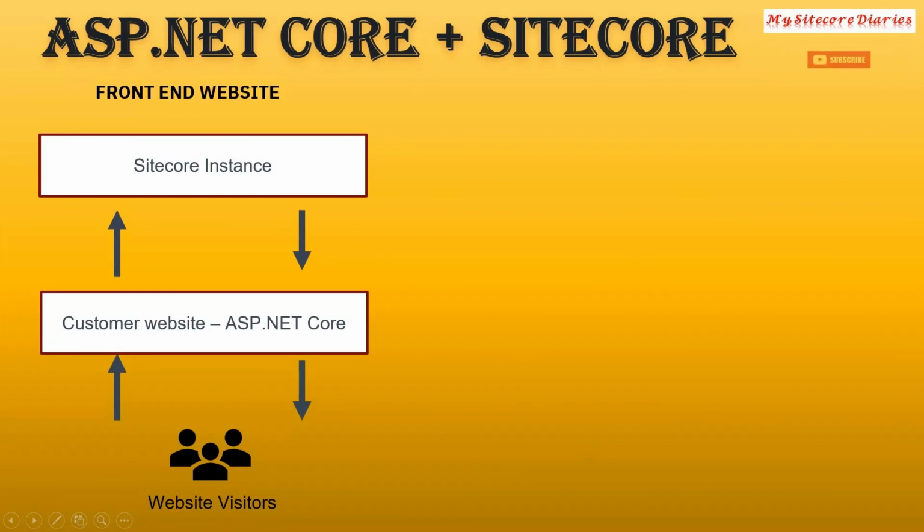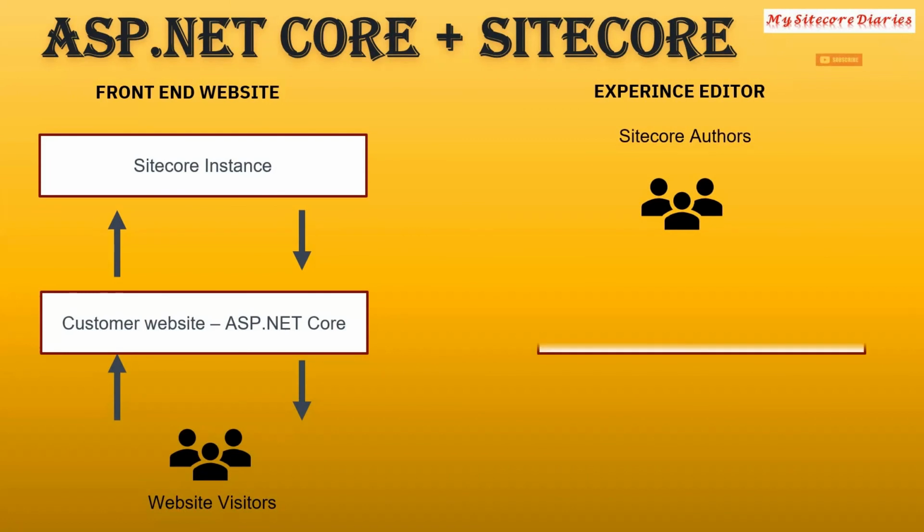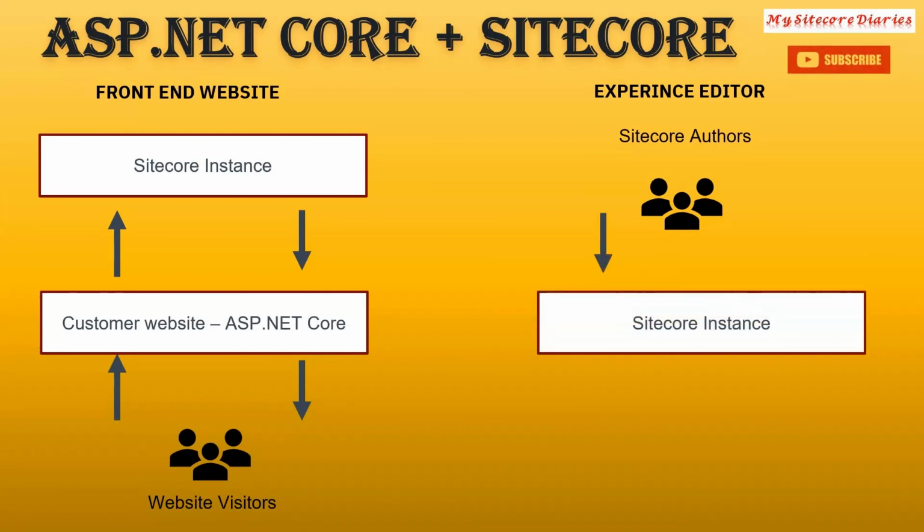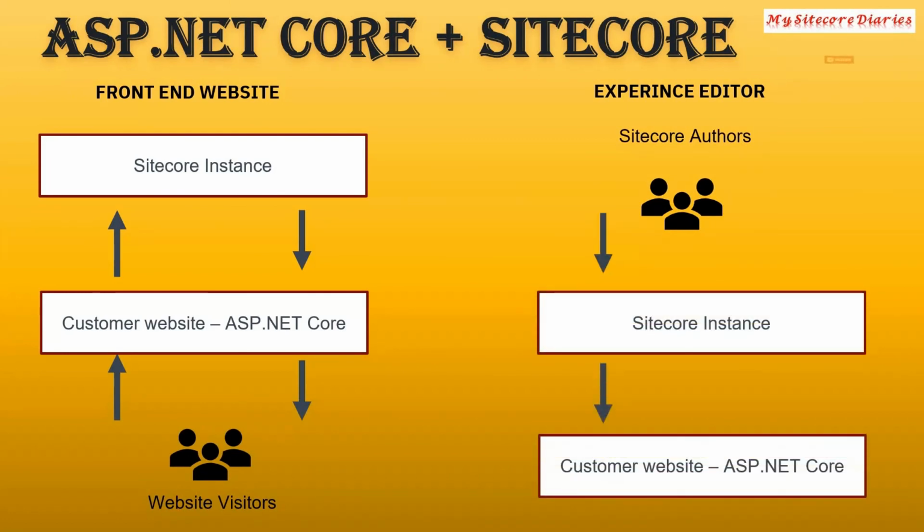And how does the backend, I mean the Experience Editor, work? So you have an Experience Editor, you have Sitecore authors. The Sitecore instance makes a request to the customer website, and it returns the response. And then it renders the Experience Editor. I know it is very short, but it is very high level. This is how it works.